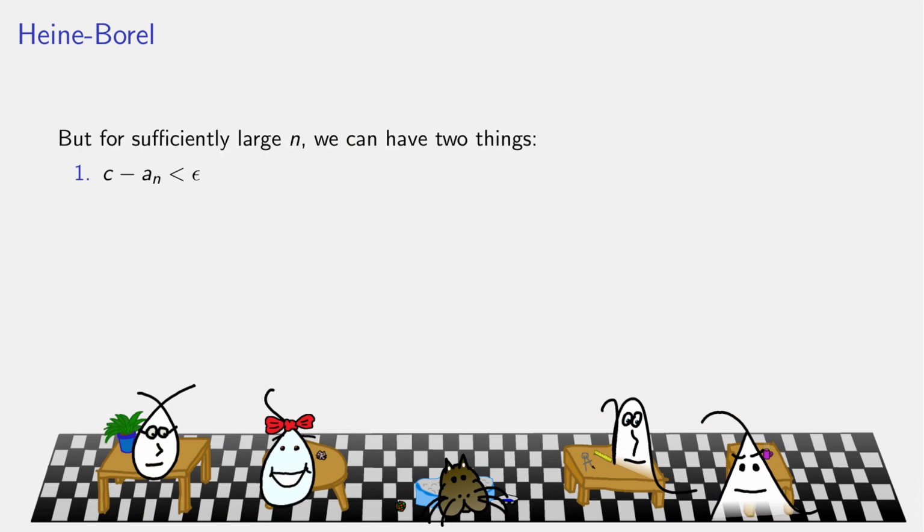Delaney sees it. So for sufficiently large n, the ANs are very close to C because they're converging to C and they're doing so from below. Remember, the ANs are increasing. So the ANs are at least as large as C minus epsilon. But also the BNs are no larger than C plus epsilon.